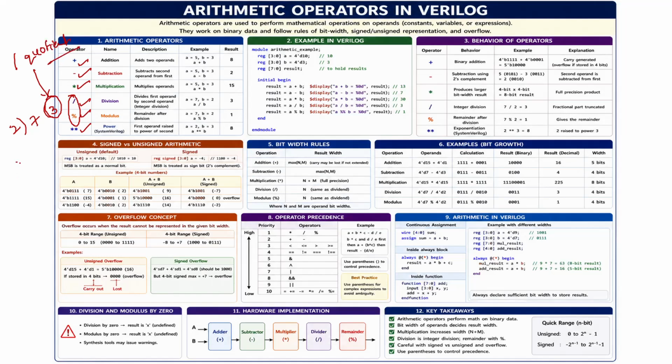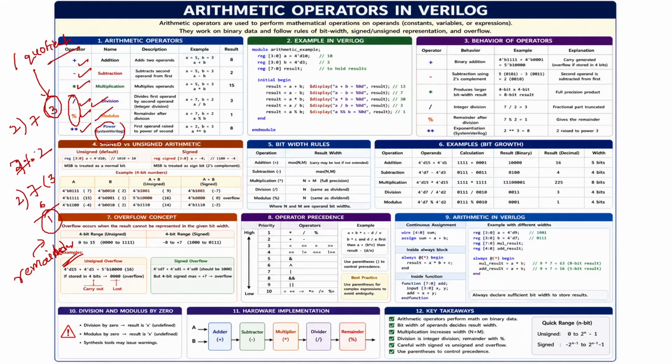And then 7 percent 2 means this 2 divides the 7 three times, 6 is that, and 1 is the remainder. This percent sign gives you the remainder value. Division and modulus can cause confusion, the other things are the same.